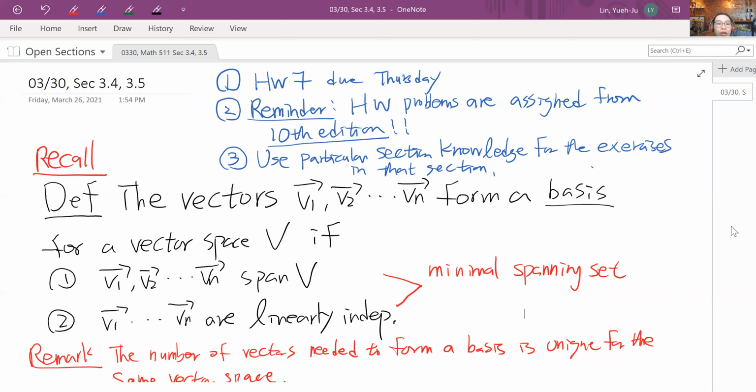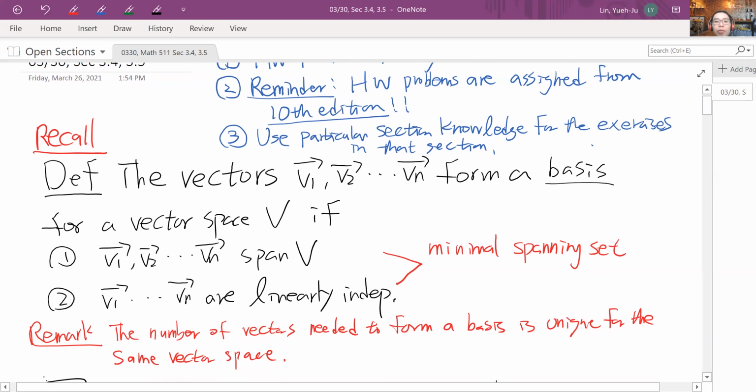Okay, before I continue 3.4, because the last time we talked about 3.4 was last week, I want to recall some of the important definitions from 3.4. And as I mentioned last Thursday, when you study chapter 3, especially sections 3.2, 3.3, and 3.4, you should study them all together, because they're closely related to each other. So think of 3.4 as kind of the combination of 3.2 and 3.3.